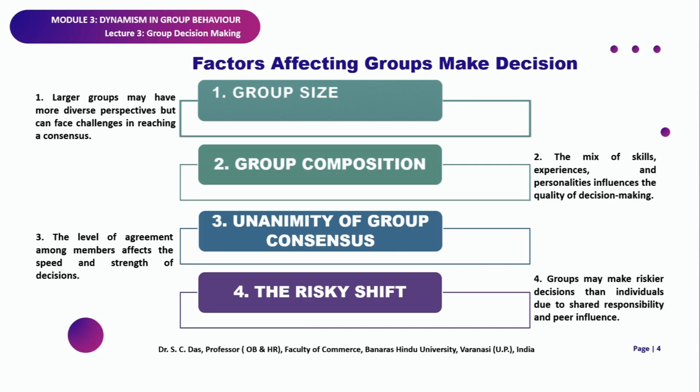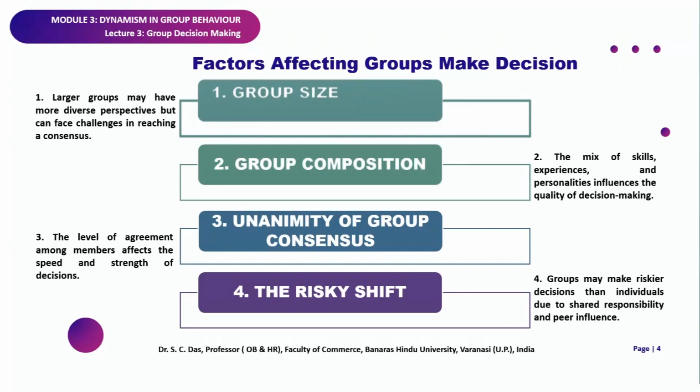Unanimity or group consensus is also one of the important concerns. Unanimity: how we can reach the level of agreement among members affects the speed and strength of decisions. I think agreement is very common in any decision making process. Whether it is some political institution, some kind of business institution, or some other institution, basically everywhere, getting consensus is the big concern.